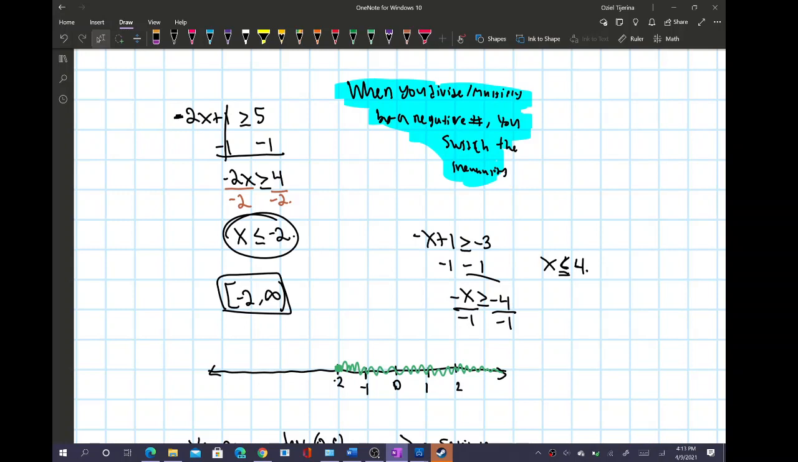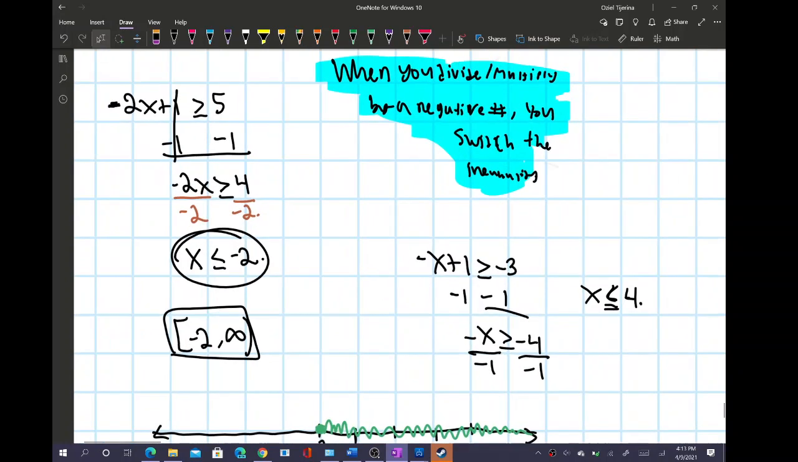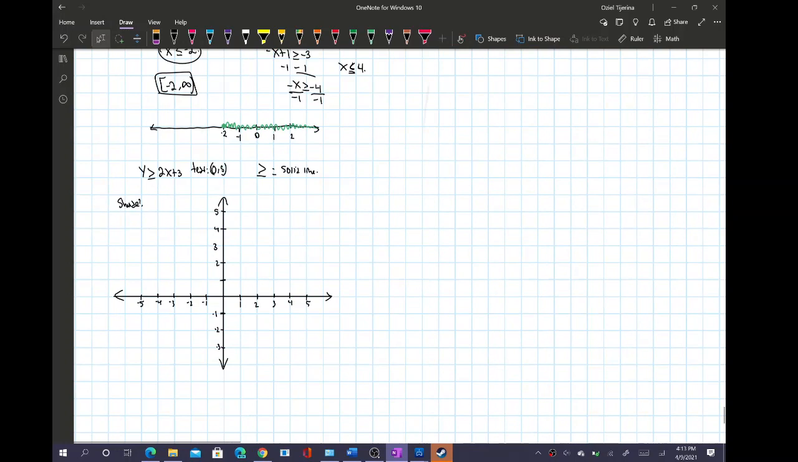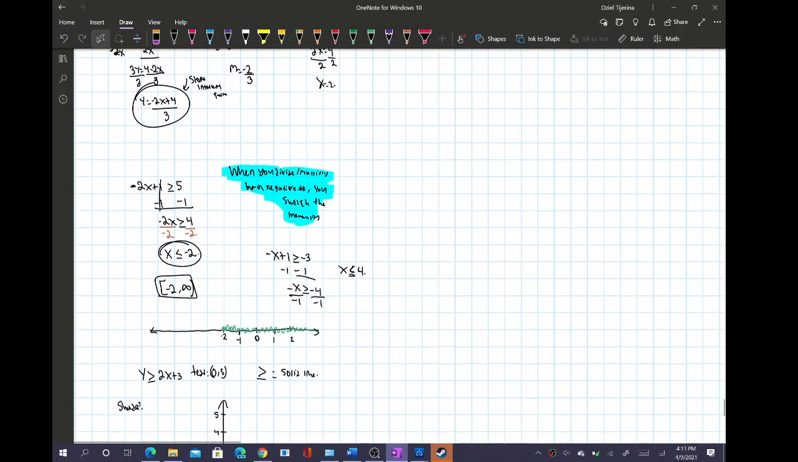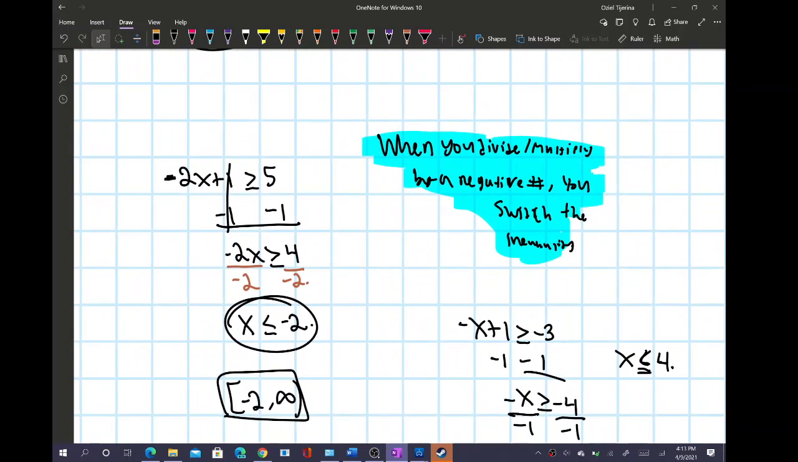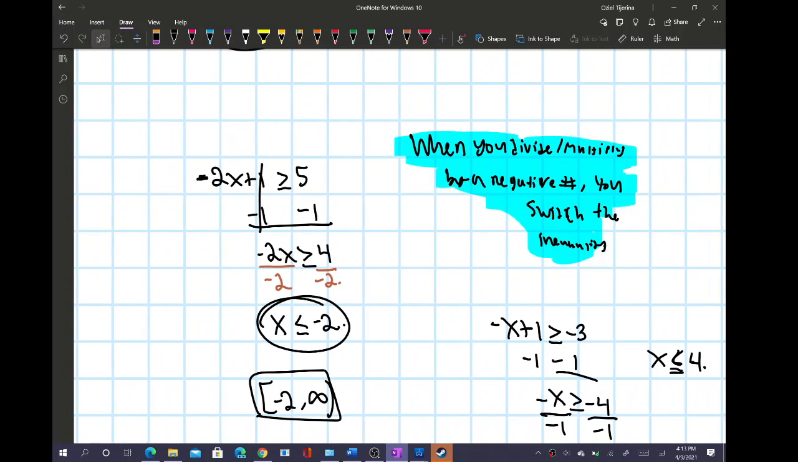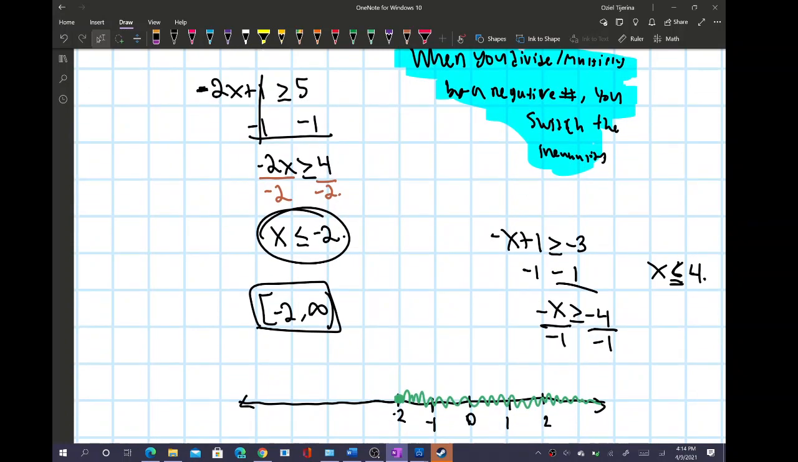And also, I did go over inequalities here. I don't know if I already mentioned that, but basically, when you divide or multiply by a negative number, you switch the inequality. So here I did negative 2x plus 1 is greater than or equal to 5. You treat that as a linear equation. You say negative 2x is greater than or equal to 4, right? And then you divide by negative 2 on both sides. Now, when you divide by negative 2, the inequality switches. So now it's x is less than or equal to negative 2. You have to remember that because it's so important.